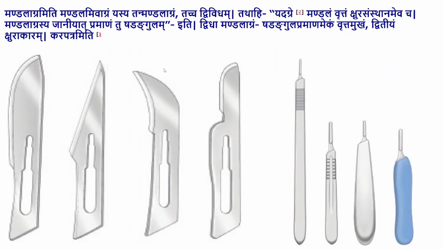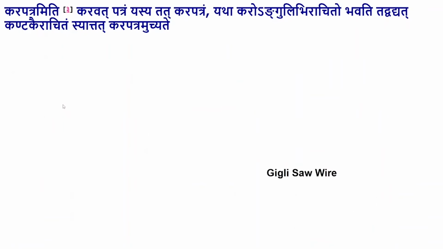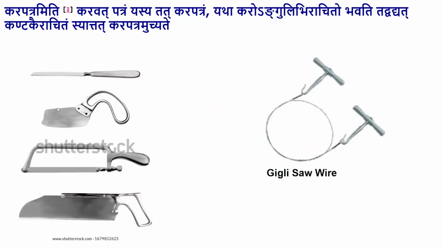Dallana has described the shape of this Mandalagra Shastra. Mandalagram iti, mandalam vrittam agram yasya tat mandalagram, tat dvividham, yadagre mandalam vrittam, sura samsthana vaja, mandalagra sujaniyat, pramanam shadangulam. Either where the tip is curved or the edge is curved. These are the different types of the Mandalagra Shastra as such. And that's one of the instruments.